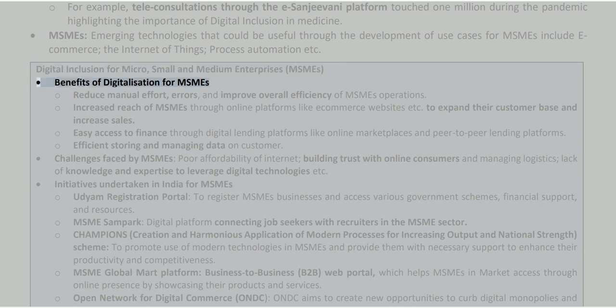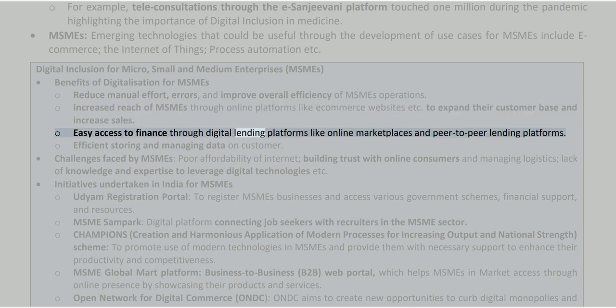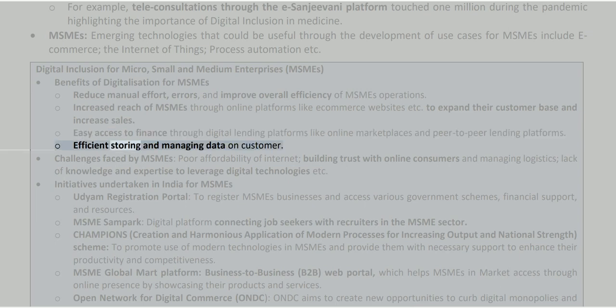Benefits of digitalization for MSMEs: reduced manual effort and errors, and improved overall efficiency of MSME operations. Increased reach of MSMEs through online platforms like e-commerce, websites, etc. to expand their customer base and increase sales. Easy access to finance through digital lending platforms like online marketplaces and peer-to-peer lending platforms. Efficient storing and managing of customer data.